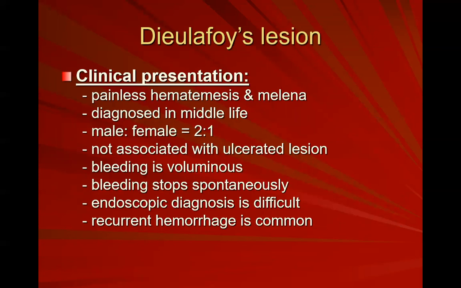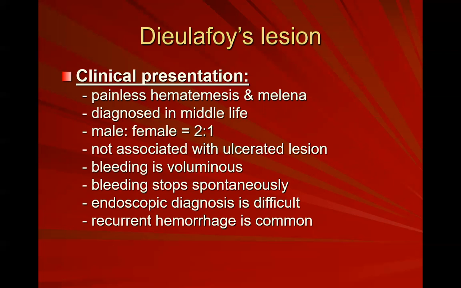So how do they present? It's a painless upper GI bleeding. So painless hematemesis or melena, and usually it's diagnosed in mid-age, not the elderly, with a 2:1 male to female ratio. As we said, it's not associated with ulcers. The bleeding would be massive, voluminous, and however, it can stop spontaneously.